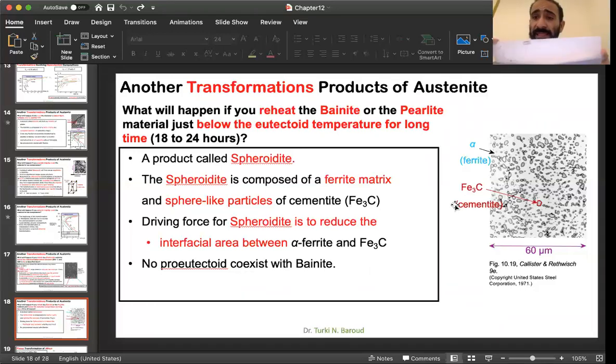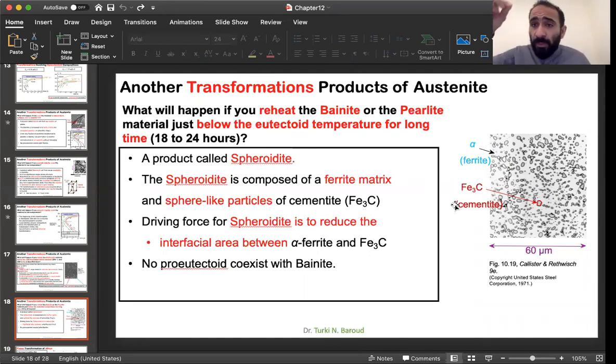Now imagine if you have alternating layers of alpha and iron carbide. Now you have more interfacial area between these two phases. If you provide heat to the material, it will say, can I minimize the energy? And the answer is yes, you can minimize the energy. How can I do that? Reduce the interfacial area between the two phases. How can we do that? Well, let the iron carbide form a sphere shape instead of having a layer.